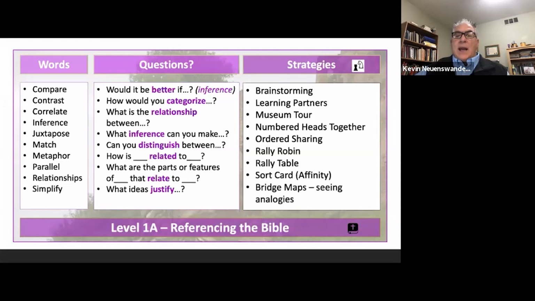Level 1A would be the keywords: compare, contrast, correlate, inference, juxtapose. So some of the questions: would it be better if? Now that's making an inference. How would you categorize? What is the relationship between? So what inference can you make? Again, there's inference. Can you distinguish between? How is blank related to blank? What are the parts or features of blank that relate to blank? So what ideas justify? So some strategies: brainstorming, learning partners. So let's go to the next slide.